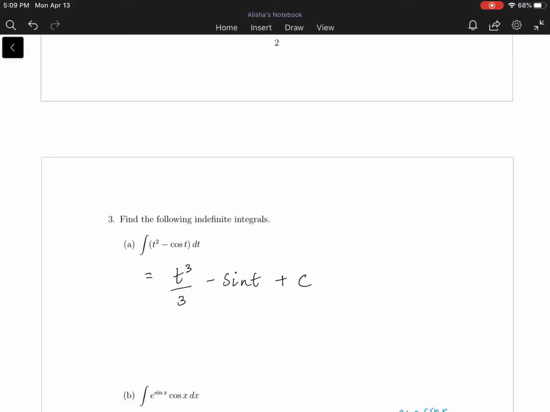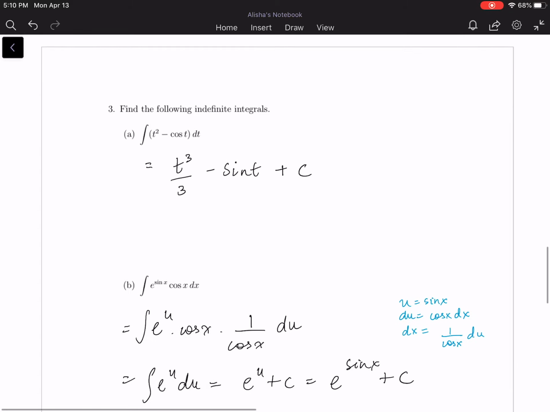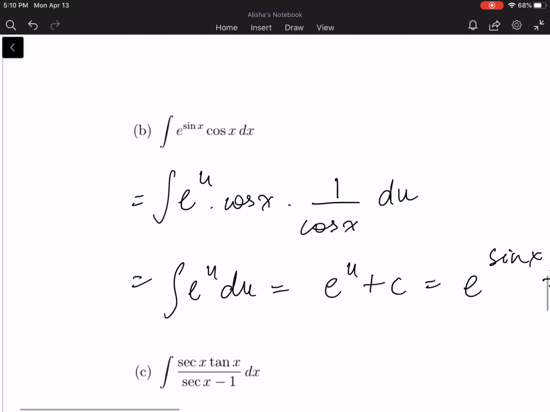All right, so the part of the worksheet about integration is going to be a lot of just using the antiderivatives that we've just learned for trigonometric functions, but also a lot of u substitution. So let's skip over to problem B, and we're looking at e to the power something times cosine something.